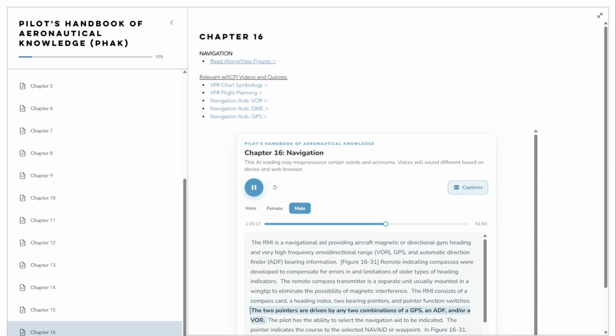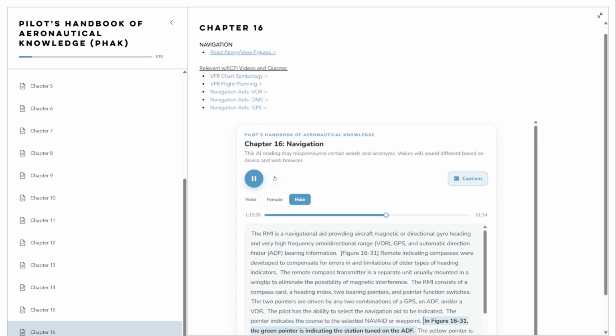The two pointers are driven by any two combinations of a GPS, an ADF, and/or a VOR. The pilot has the ability to select the navigation aid to be indicated. The pointer indicates the course to the selected NAVAID or waypoint.